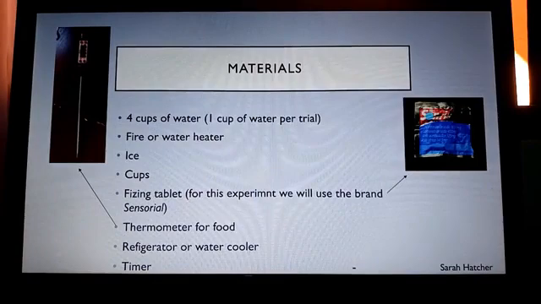For materials, we used 4 cups of water, fire or water heater, ice, cups, fizzing tablet, thermometer for food, refrigerator or water cooler, and a timer.